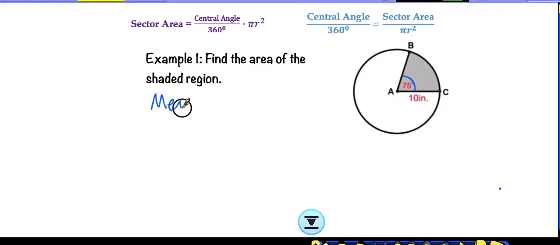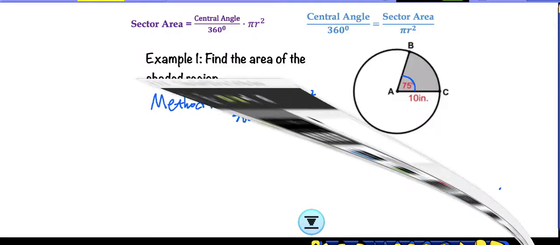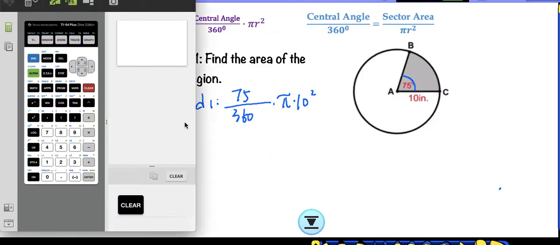So for method 1, all we need to do is plug in the central angle, which is already given, 75 over 360, and we multiply by the whole area of the circle, which is pi r squared, which is 10 squared. You don't need to break down any steps when you type in the calculator. We can just plug it in here.